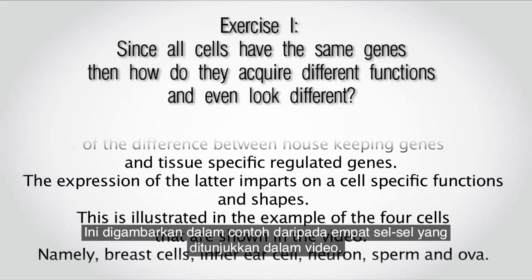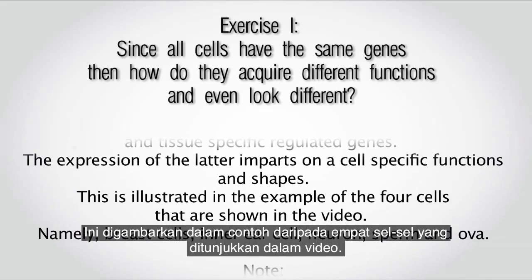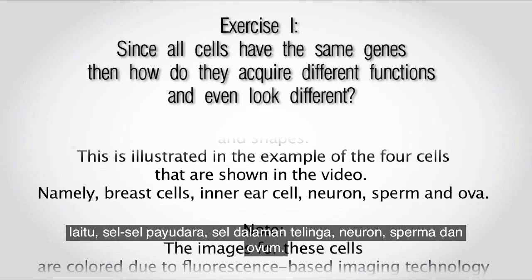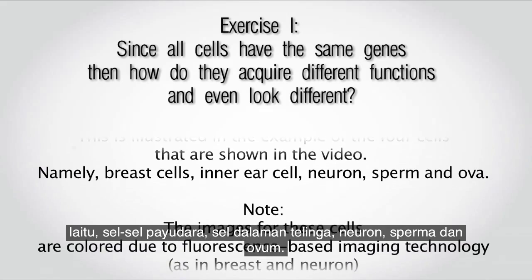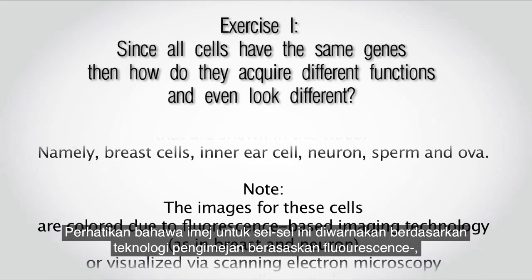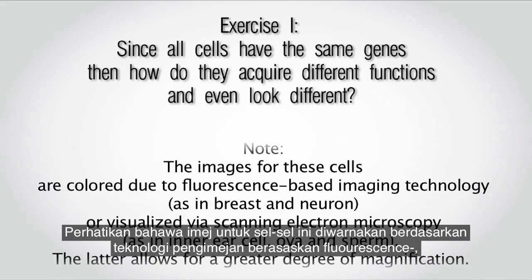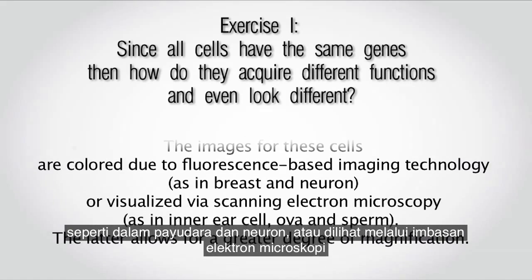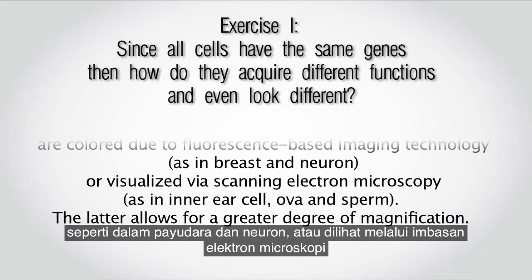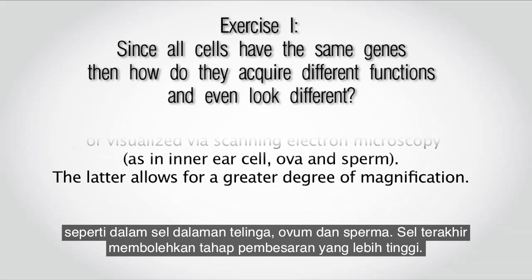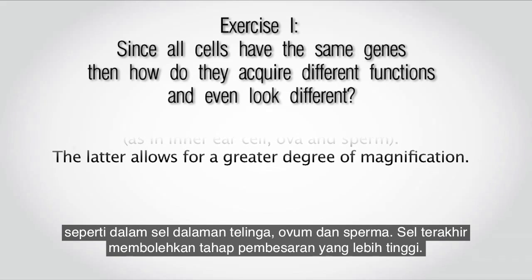This is illustrated in the example of the 4 cells that are shown in the video, namely breast cells, inner ear cell, neuron, sperm, and ova. Note, the images for these cells are colored due to the fluorescence-based imaging technology, as in breast and neuron, or visualized via scanning electron microscopy, as in inner ear cell, ova, and sperm. The latter allows for a greater degree of magnification.